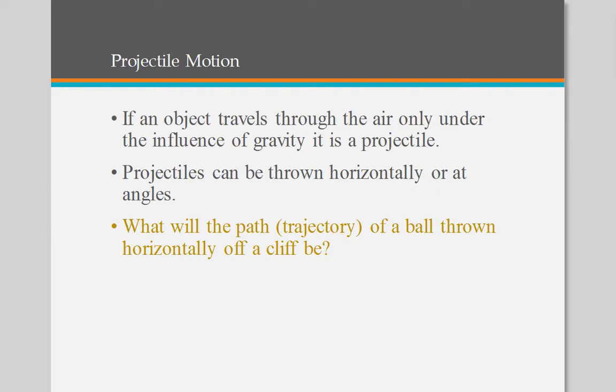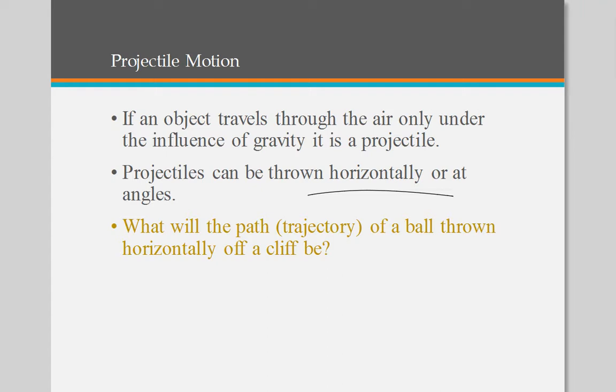Okay, so if an object travels through the air only under the influence of gravity, we call it a projectile. And they can be thrown horizontally or at angles. And in this lesson, we're only going to be worried about horizontally. That's all we're going to be worried about.